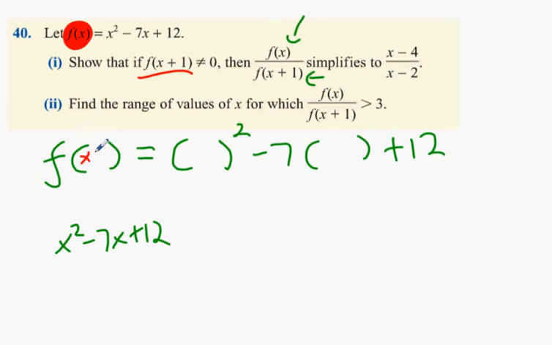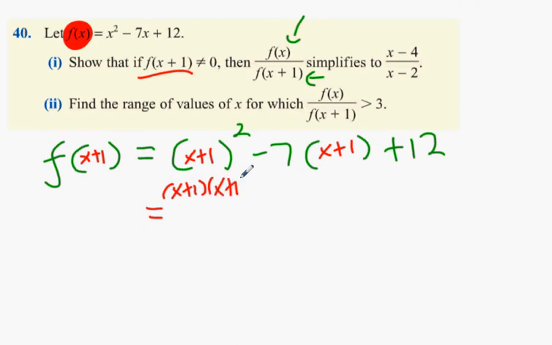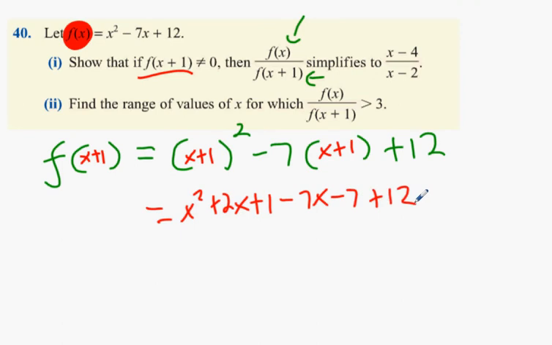Let's try x plus 1. What goes in here then? And then, therefore, x plus 1 also goes in here. And also what I have to do is multiply it out. By the way, just so you know, I'm multiplying x plus 1 by x plus 1. That's what I'm actually doing, okay? I'll just do it all in one go. x squared plus 2x plus 1, minus 7x minus 7 plus 12.